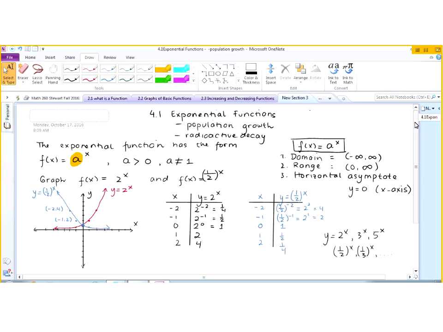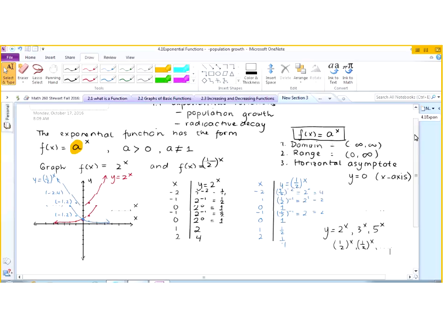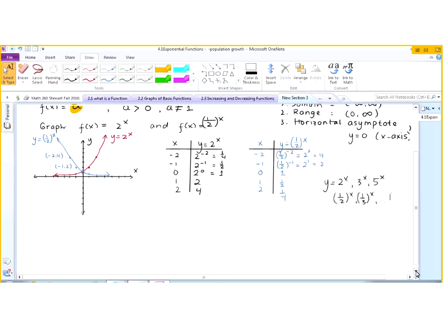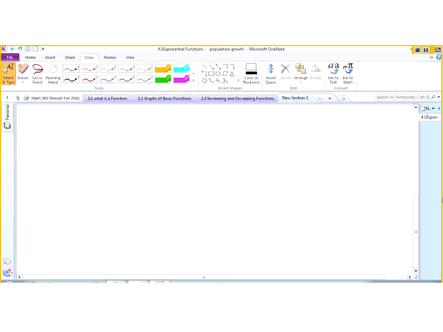Okay. Now, let's go back to your notes. And let's do the transformations of exponential functions. But I think you guys know, so we need to graph it. All right. Let's see. So A, transformation of exponential function.